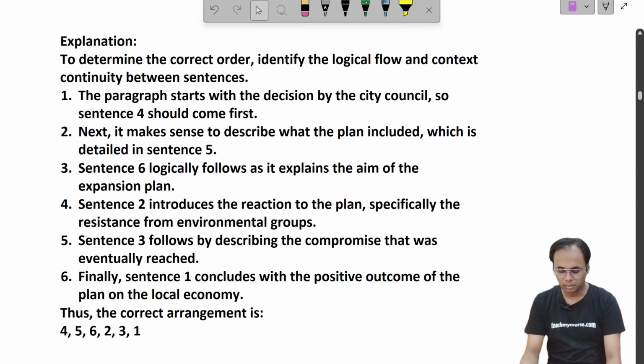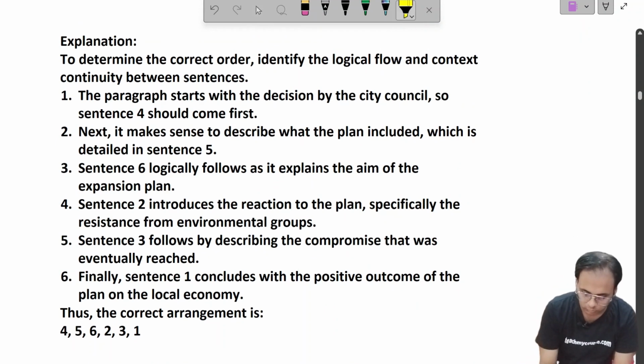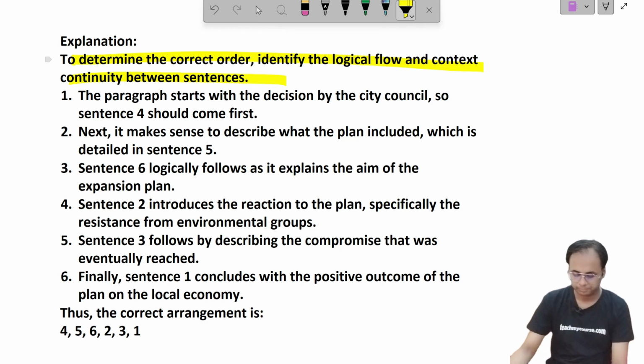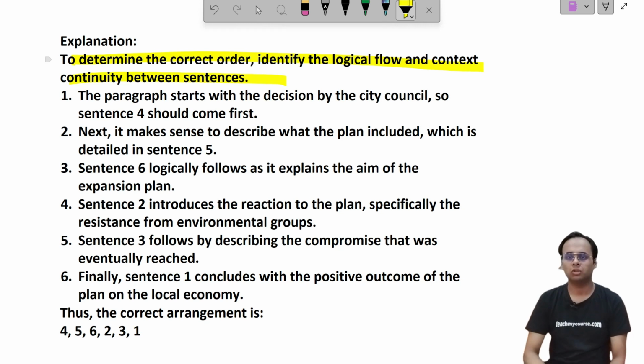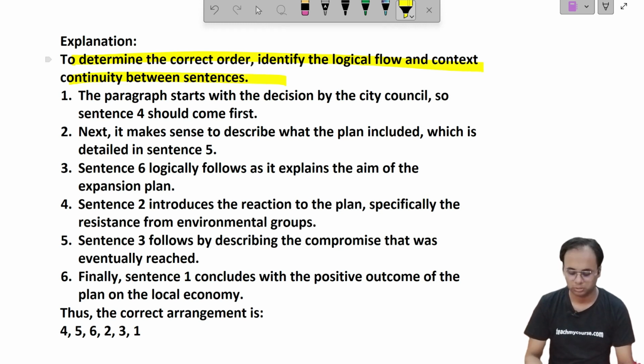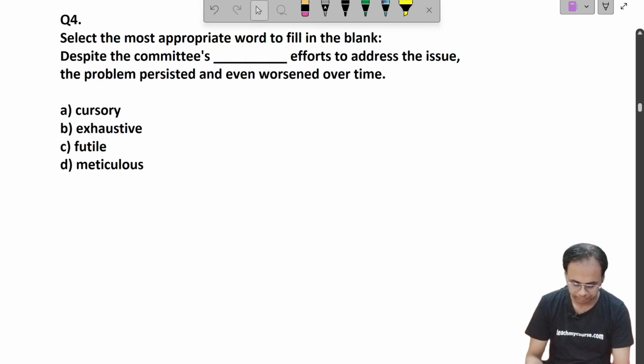So, as we have explained, we have to understand this logical flow. Okay. You can just pause the video over here if you want to read it out for yourself, because I already explained the logic behind this. Okay, let us move on.